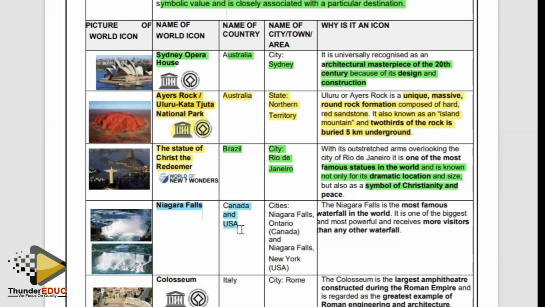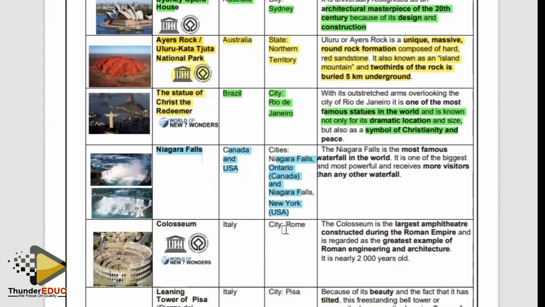In other words, it is shared by 2 North American countries, namely Canada and the United States of America. All right, the cities where it is located. The city is Niagara Falls, in Ontario, on the Canadian side. On the United States side, it is located in New York. That is the location of the Niagara Falls.